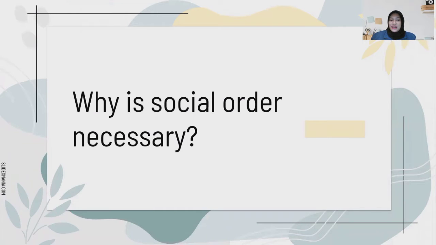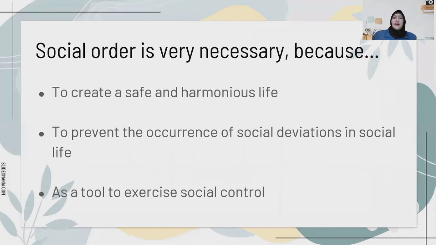So now take a look at the screen. Why is social order necessary? There are several points why social order is very necessary. Because first, to create a safe and harmonious life. Two, to prevent the occurrence of social deviations in social life. And three, as a tool to exercise social control.